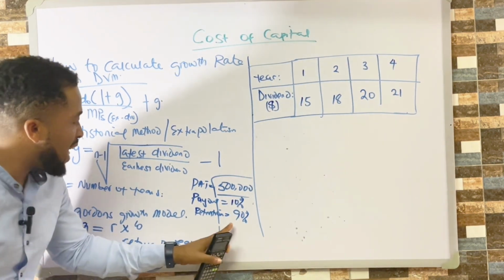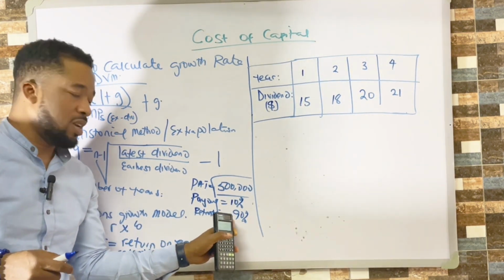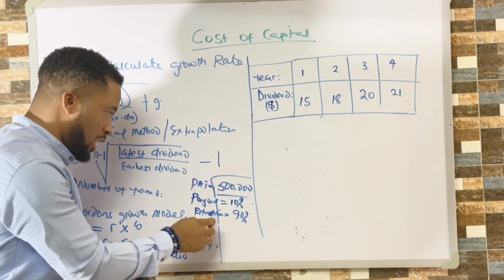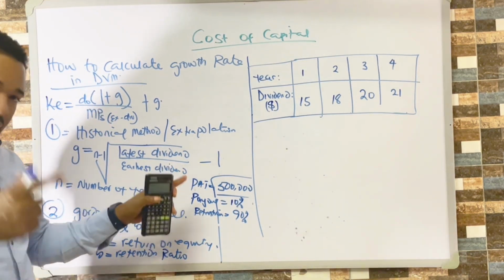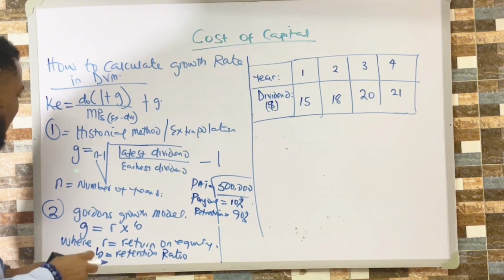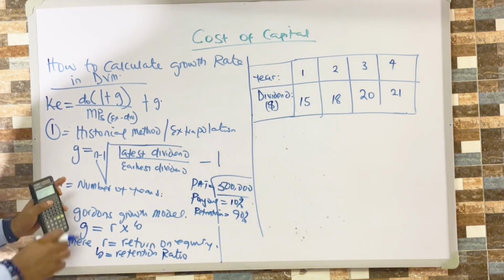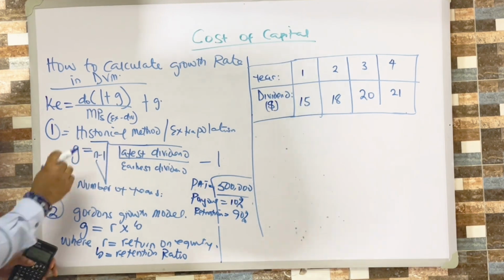It means if I'm retaining 90% and another company is retaining only, let's say, 10%, definitely my company is expected to be growing higher than that other company. Why? Because I'm retaining more of my profit. And that's basically what Gordon's model is talking about. All right, so first and foremost, we go into this historical method.